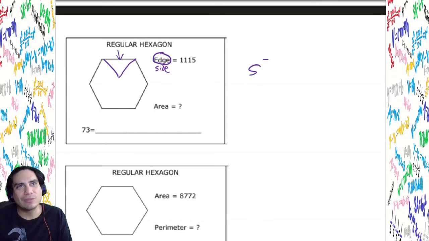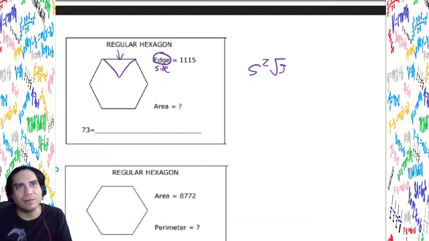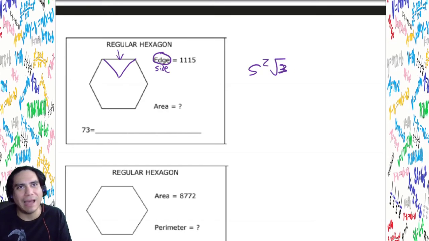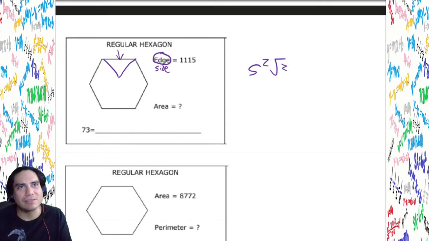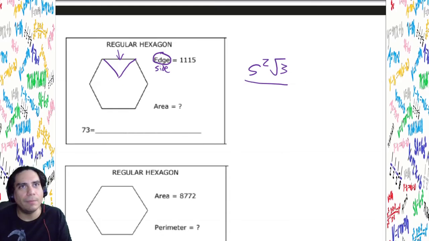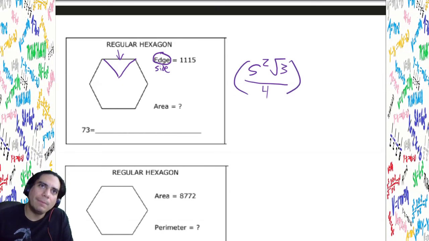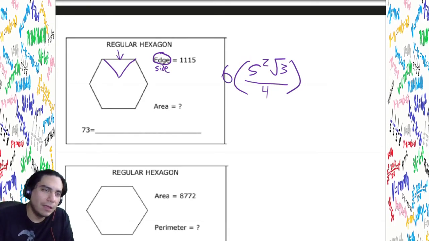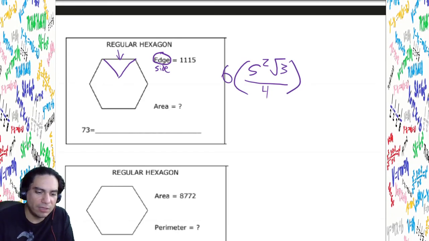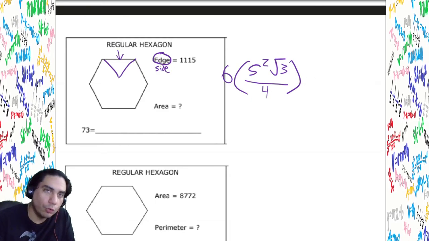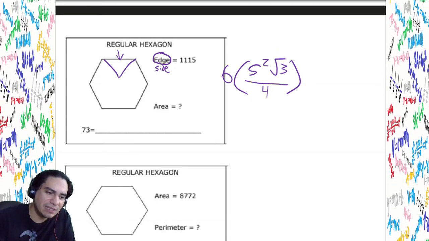Side squared times the square root of 3 divided by 4. Wow, my numbers are getting sloppy, man. And we're going to get all that and multiply it by what? By 6. All right, 1, 1, 1, 5, square root, 3, square root, multiply, 4, divide, 6, multiply.